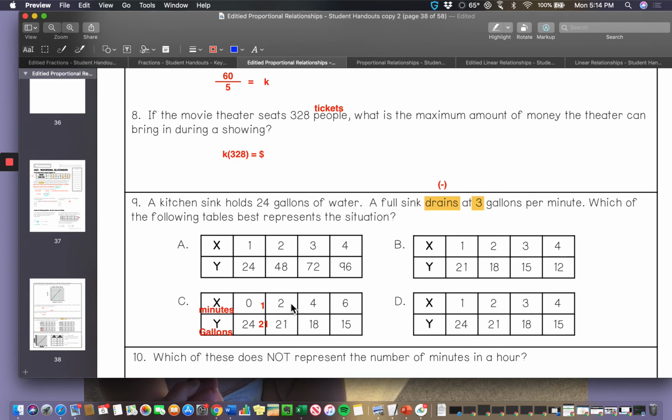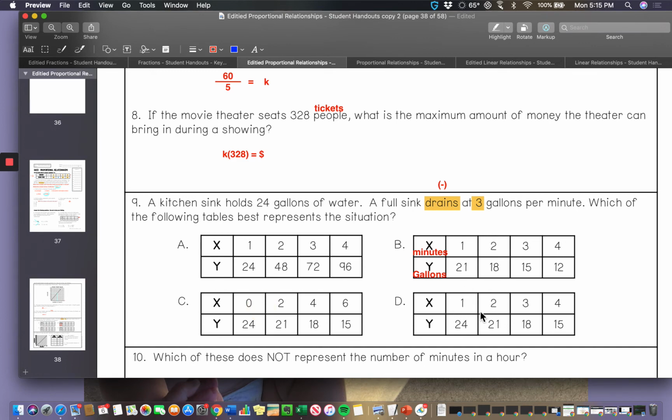Well, this one says after 2 minutes, there's still 21 gallons in there. That doesn't make any sense to me, because what that's saying is that only 3 gallons were drained after 2 minutes. Well, I already know that 3 gallons are drained per 1 minute. This should be what I'm looking for here, 1 over 21. So when I looked over here to part B, I found this ratio right here of 1 to 21.